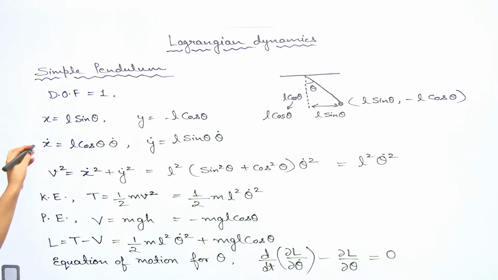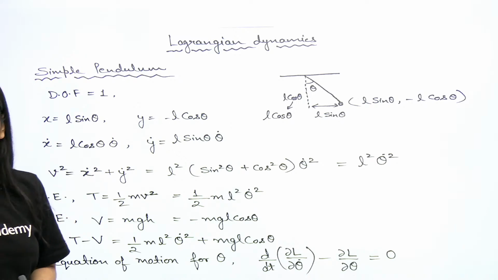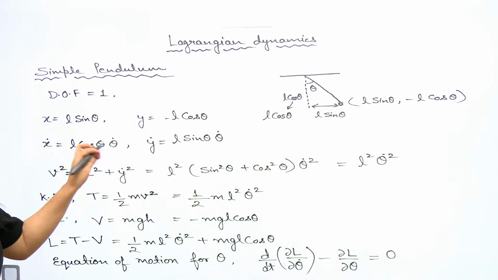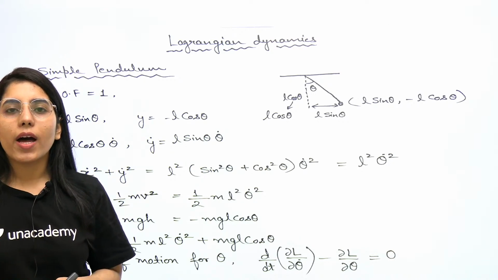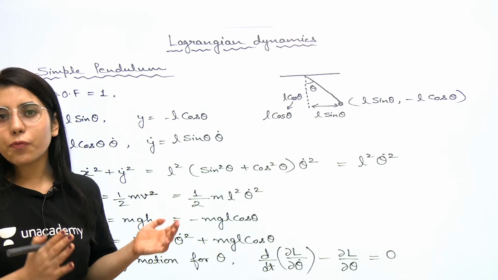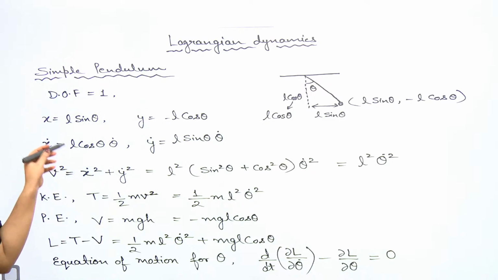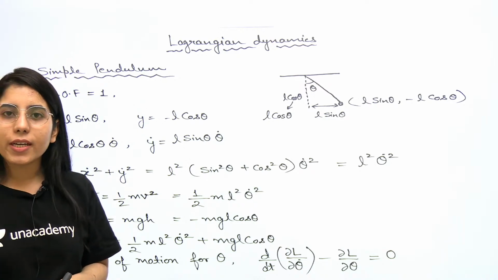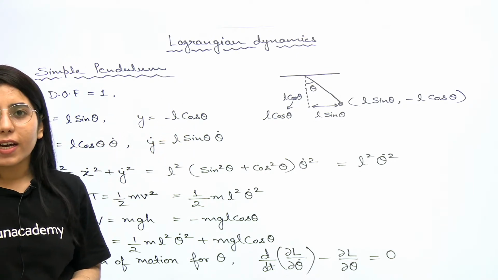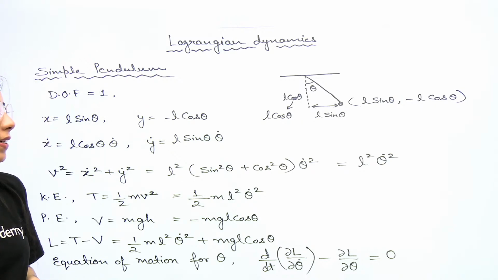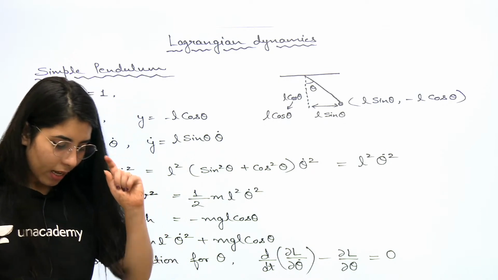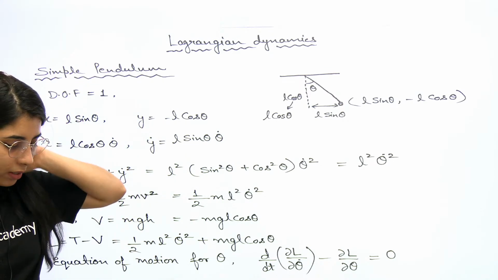After this, x dot, that is dx by dt, which we need to find the kinetic energy expression, will be L cos theta theta dot. Why? Because only theta can vary with time, while the length of the string we are considering fixed. So we are not differentiating L here, or even if you differentiate it with respect to time, you will get 0. Similarly, y dot will be L sin theta theta dot. If anybody has any doubt, you can mention it and we will consider that point too.